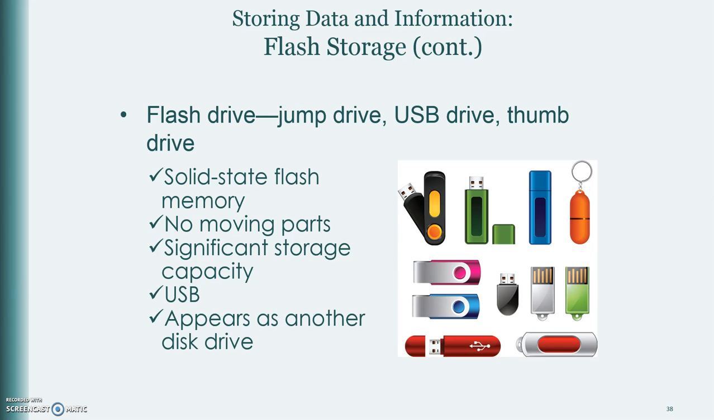Flash storage. A flash drive, which sometimes is referred to as a jump drive, USB drive, or thumb drive, uses solid-state flash memory, so all the information is stored on an internal memory chip. When you plug a flash drive into your computer's USB port, it appears in your operating system as another disk drive. Then you can write or read data to it or from it just as you would a hard drive.